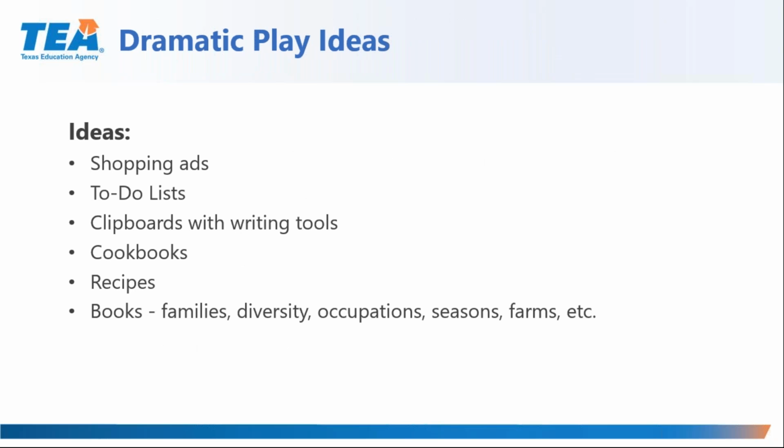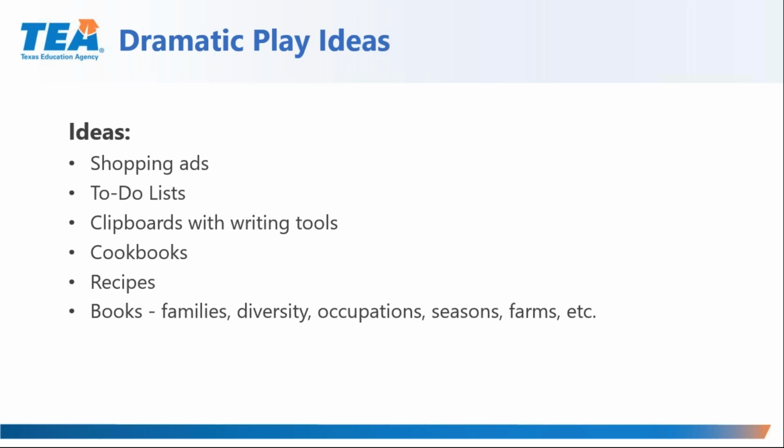So the options with dramatic play are limitless, as you can turn the dramatic play area into so many different things. However, a few examples that I've listed here, this would be more in line if it is a kitchen at the moment, would be shopping ads, to-do list, clipboards with writing tools, cookbooks, recipes, and then books can basically align to whatever your dramatic play is at the time.